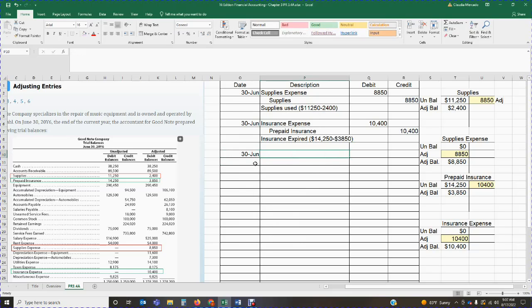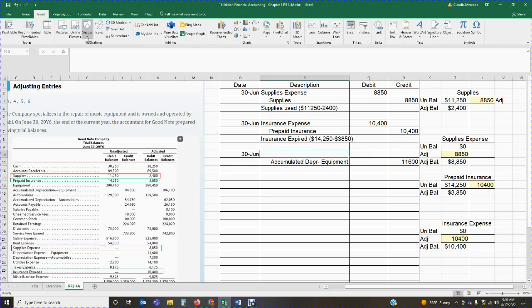I know I need to credit my account. Debits go first, so I'm going to leave that blank and put the credit here: accumulated depreciation for the equipment, a credit of 11,600.